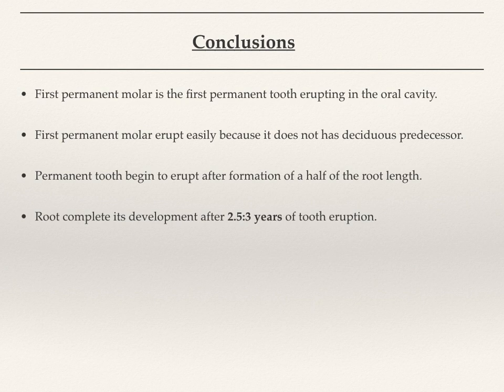The first permanent molar erupts easily because it does not have a deciduous predecessor. Permanent teeth begin to erupt after formation of half of the root length, and the root completes its development 2.5 to 3 years after tooth eruption.